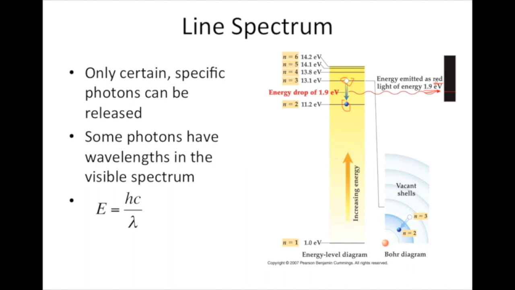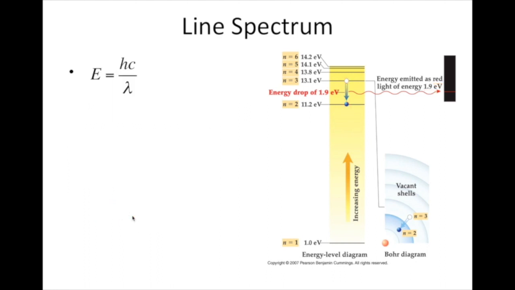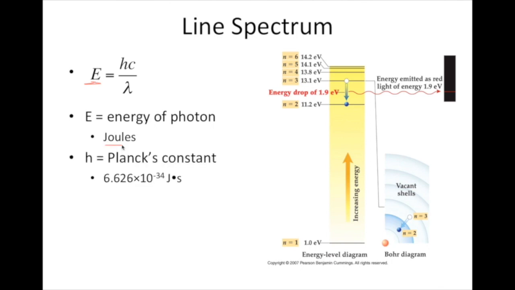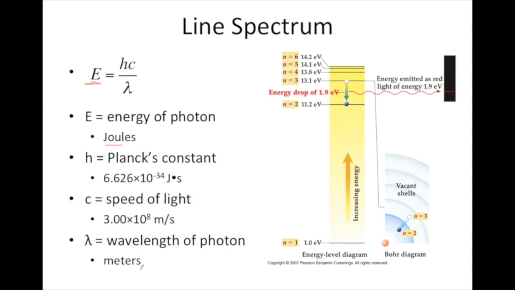Now there's a relationship between energy and wavelength that we need to be sure we appreciate. The energy of a photon is equal to hc over lambda. So essentially, the energy of a photon is inversely related to its wavelength. So what is hc over lambda? Well, E, of course, is the energy of the photon in units of joules. h is something called Planck's constant. You can see the value here. c is the speed of light. And lambda is the wavelength of the photon released in meters.